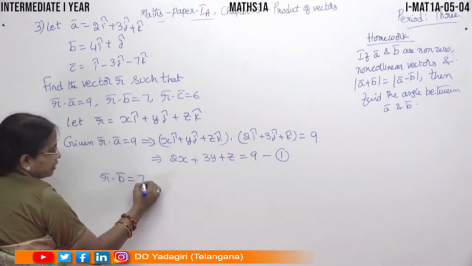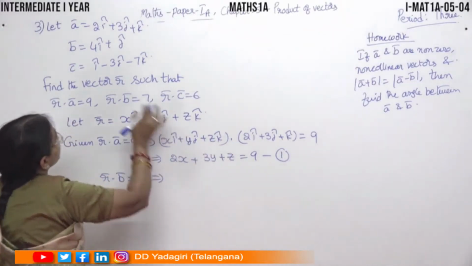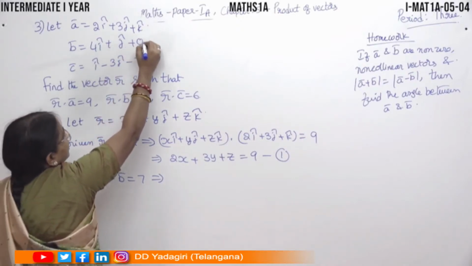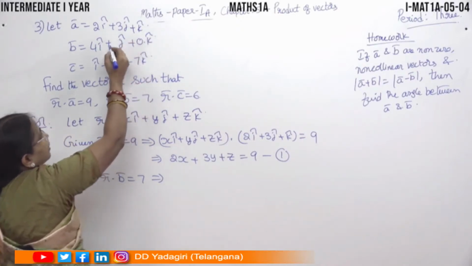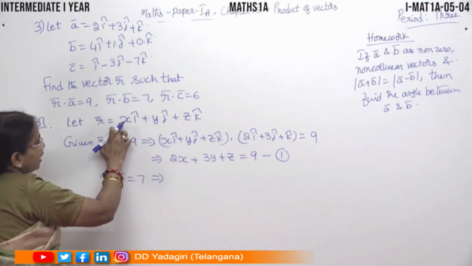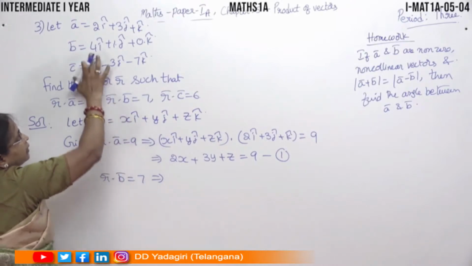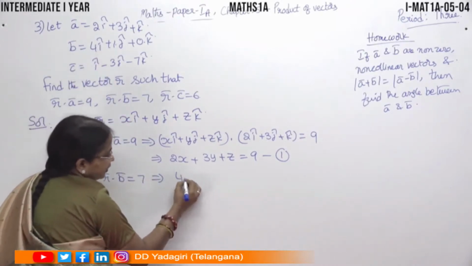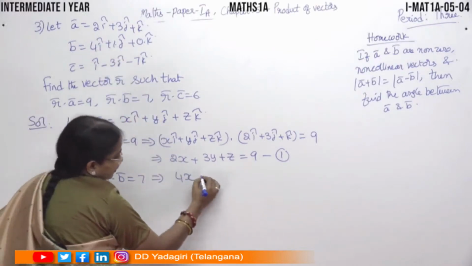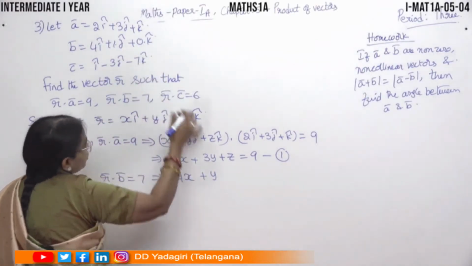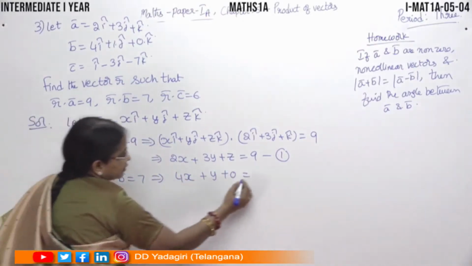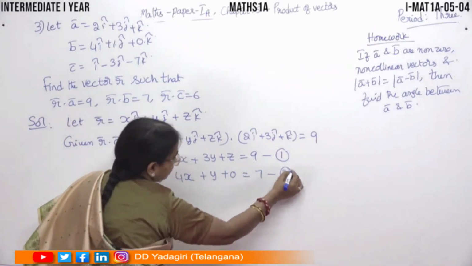Like this way, if you take R dot B, again you are given R dot B as 7. So when you substitute here, k is not there, so that means it is 0 into k, 1 into j. So when you take R dot B, it is 4x plus 1 into y, so plus y, and 0 into z is 0, plus 0 is equal to 7. This is the second equation.